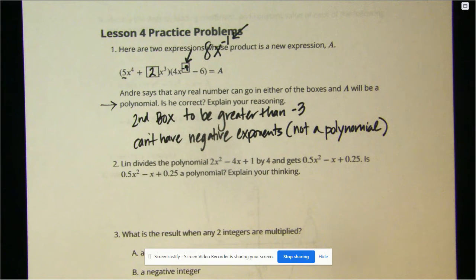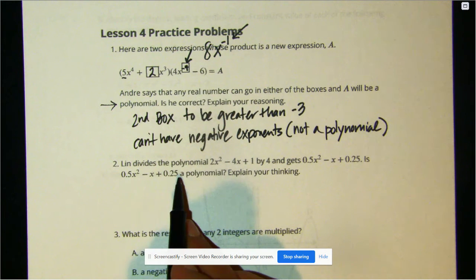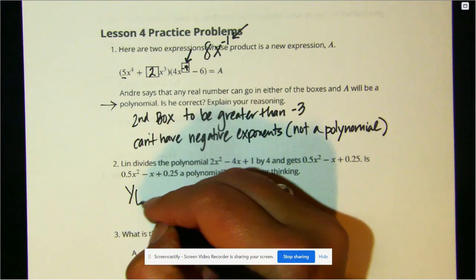Number 2, Lynn divides the polynomial 2x squared minus 4x plus 1 by 4 and gets 0.5x squared minus x plus 0.25. Is that a polynomial? Yes. As long as you have non-negative whole integer exponents, you're okay. It doesn't matter about the numbers in front. You can have decimals. You can have negatives.